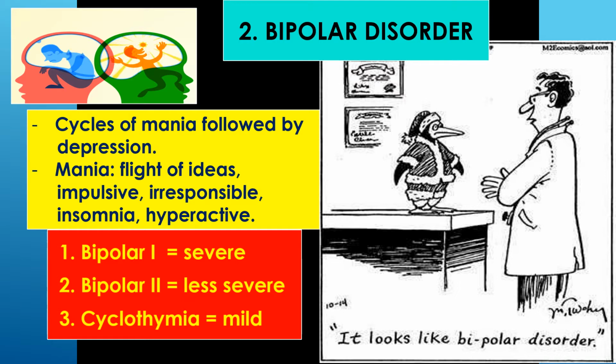And bipolar disorders are divided into 3 categories. Bipolar 1 is the most severe and sometimes involves psychosis, hallucinations and delusions. And then bipolar 2 is a little less severe. And then the more mild one that sort of lasts a long time is called cyclothymia.